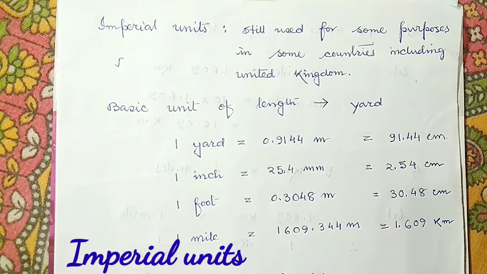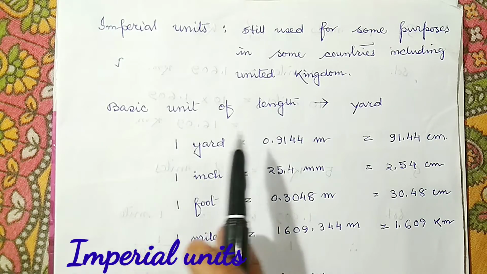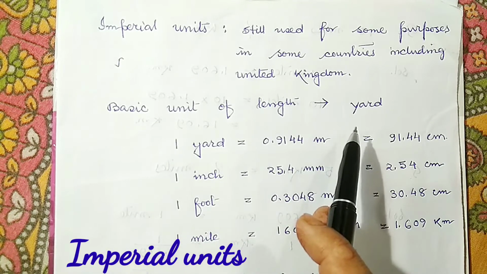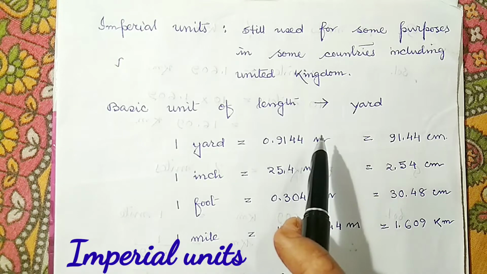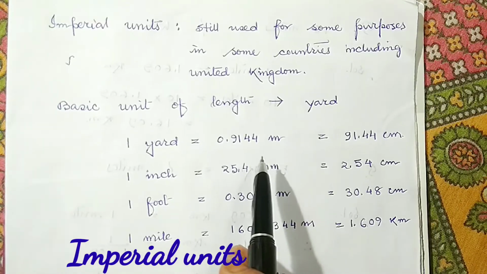Other than SI units, there is another unit system called Imperial Units, which are still used for some purposes in some countries, including United Kingdom. So what is the basic unit of length in Imperial Unit? That is yard. Now, what is the relationship between yard and meter? That one we must know. And in many exams, this type of questions are asked.